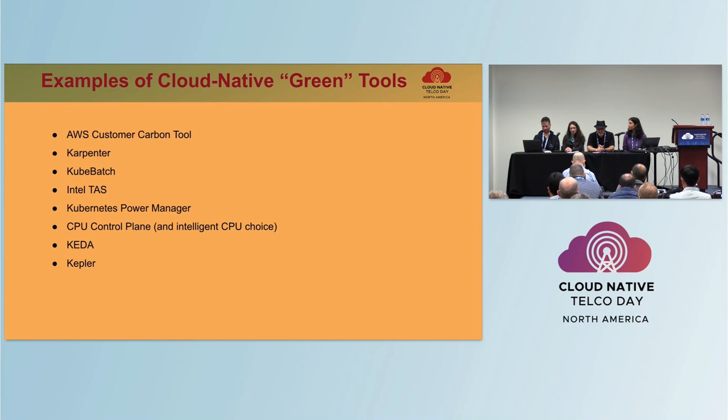There's Intel Telemetry Aware Scheduling, which I know that William is using in some of his prototypes that he's architecting, but basically it lets you take on node metrics and then choose scheduling or descheduling decisions depending on those metrics. So that could be power, that could be temperature, it could be other things.